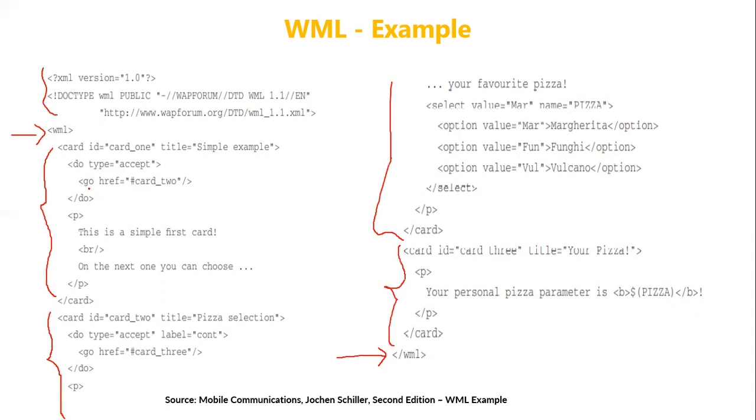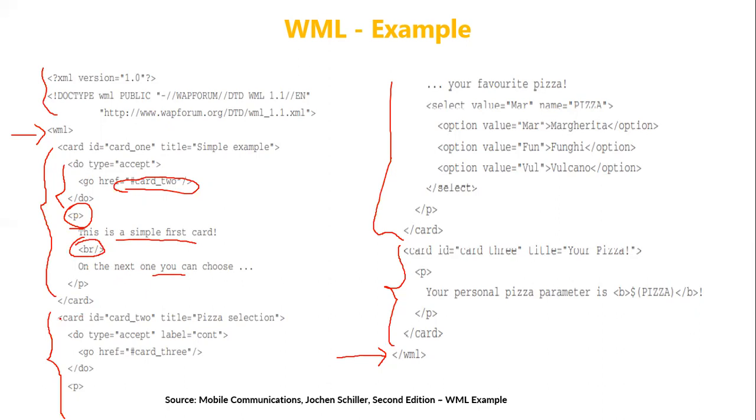In card one, first we have a do type. In the do we have type equal to accept, go href to card 2. That is an internal link, so it creates an href. If somebody clicks that, it will go to card 2. Then it gives a paragraph, displaying a simple first card, and on the next line it displays something else. These paragraph tags and BR tags are similar to HTML tags.